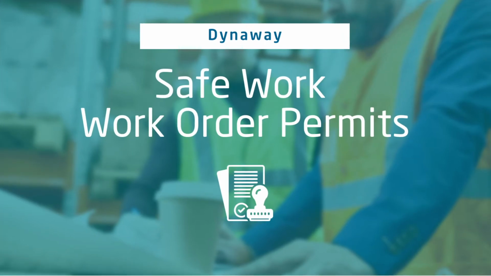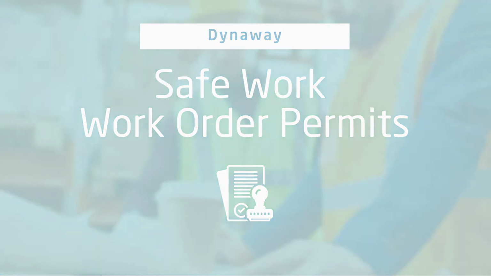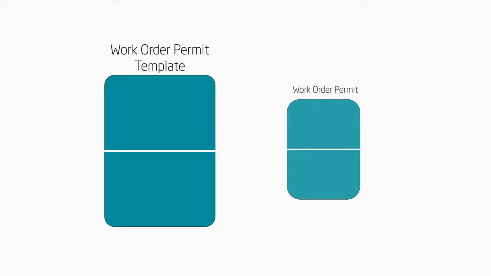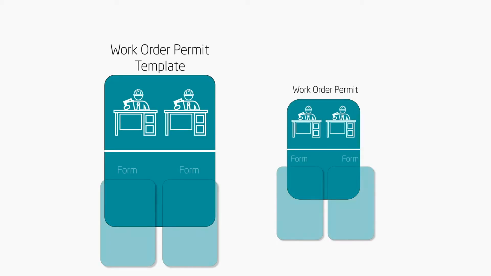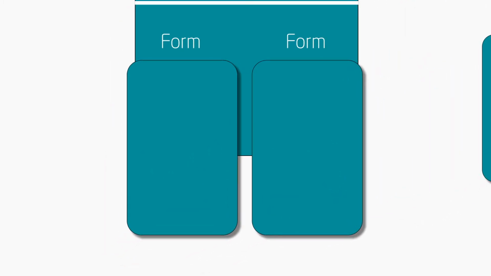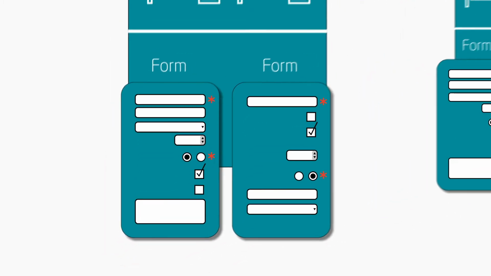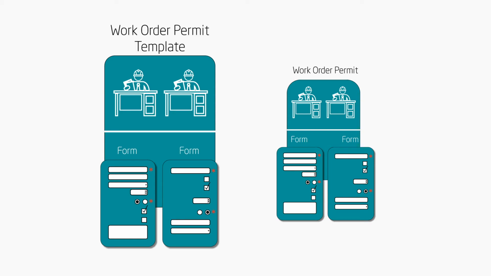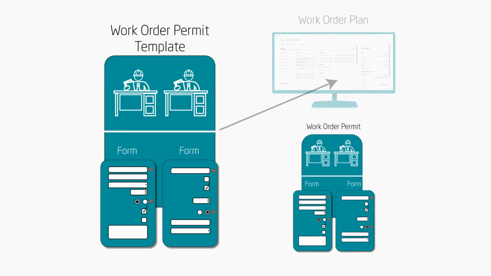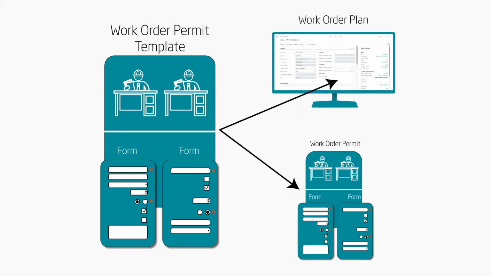Work order permits will help you ensure that work is approved before it gets done. You can start either by creating a work order permit template or by creating a permit. Permits consist of approvers and forms. Forms will offer you a large number of field types to be filled in by the approvers. After assigning forms and approvers to the template, you can either assign the template to a work order plan or create a standalone work order permit from it.